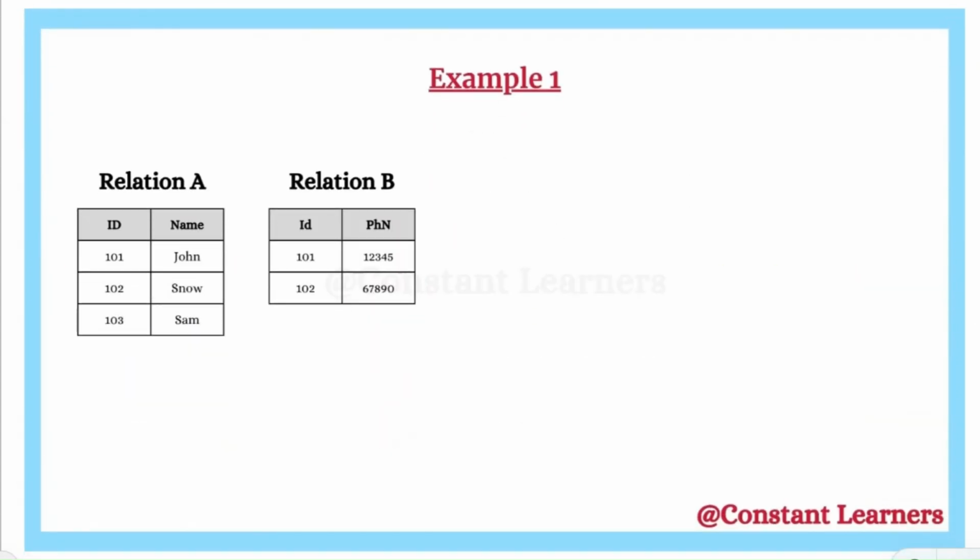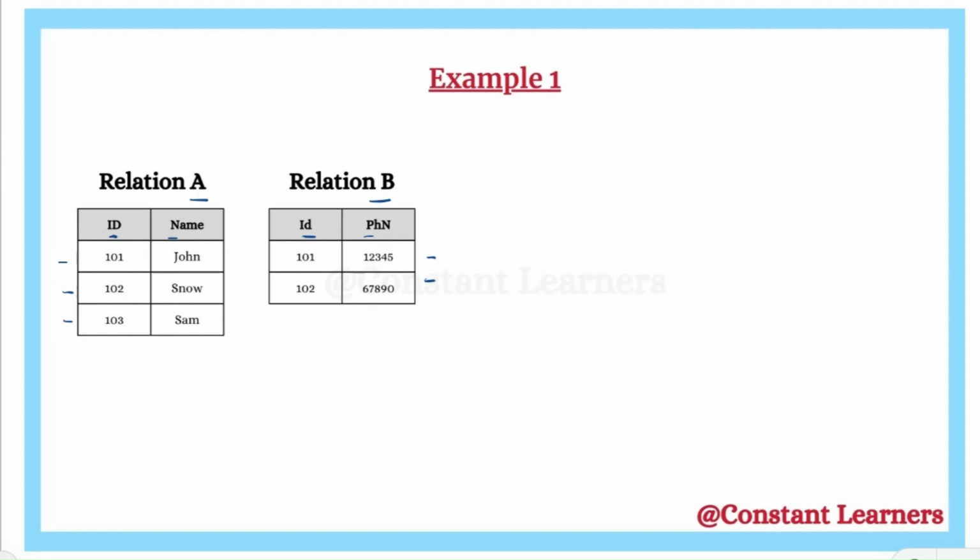Let's get started. Let's say we have two relations, relation A and relation B. Both of these relations have two columns. Relation A has ID and name, and relation B has ID and phone number. Relation A has three rows, and relation B has two rows or two tuples.